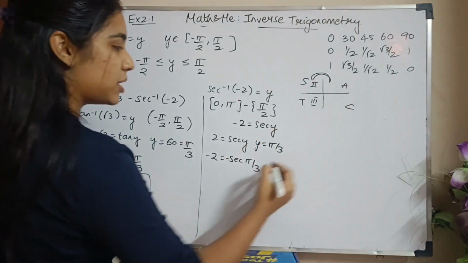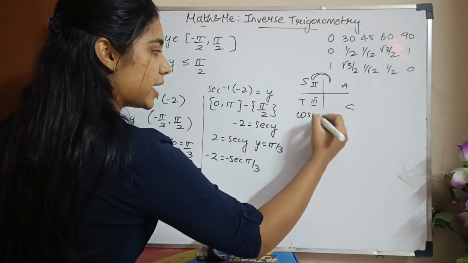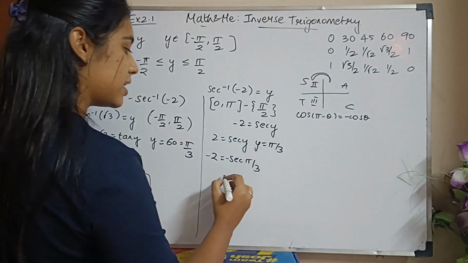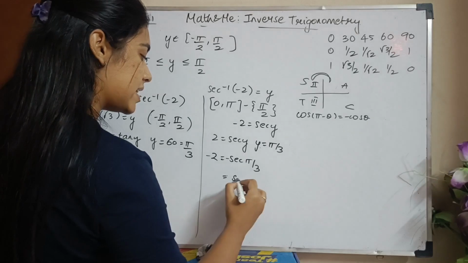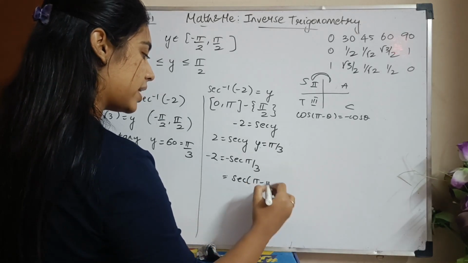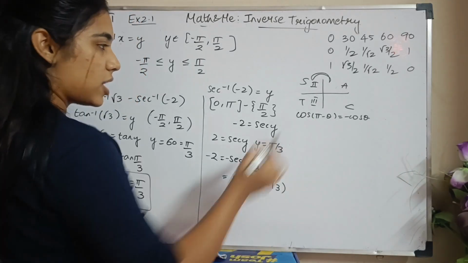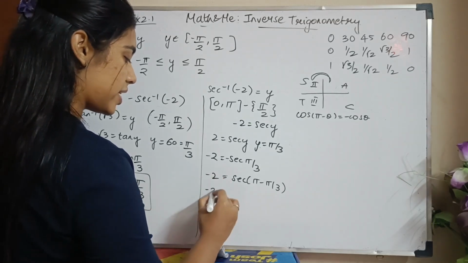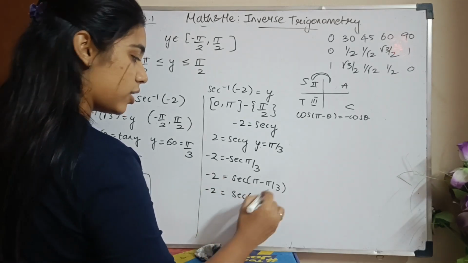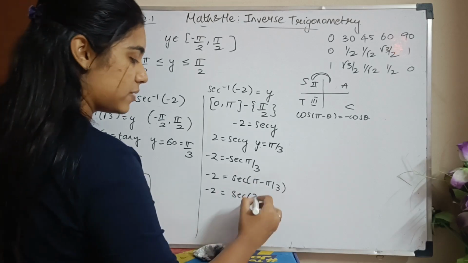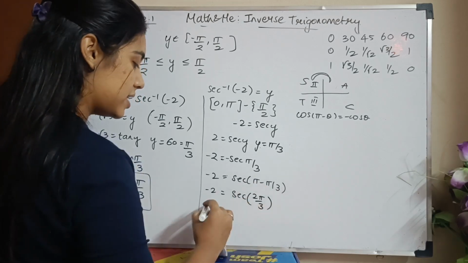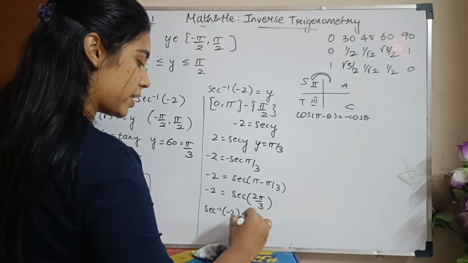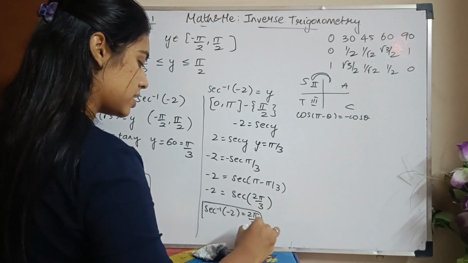So second quadrant, cos of pi minus theta equals minus cos theta. So I can also write this as secant of pi minus pi divided by 3. This is applicable to secant also. Okay, so this will be minus 2. So I have minus 2 equals secant of pi minus pi by 3, which is 2 pi divided by 3. So secant inverse of minus 2 equals 2 pi by 3. So this is the other value.